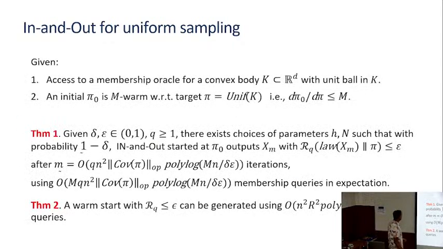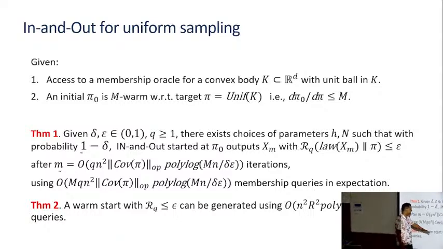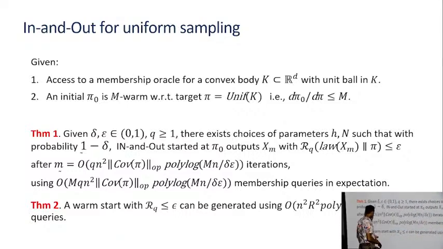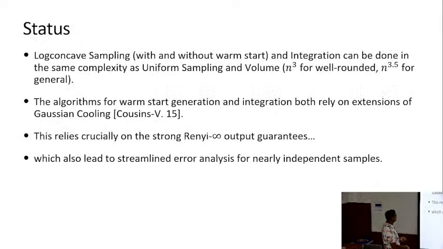Okay, so here's what you get as the final guarantee, that you recover the runtime of the ball walk, except now the analysis, it's really this walk, and the guarantee is in any Renyi divergence. And the warm start you can generate using just n squared r squared. Okay. This can be extended to general log concave densities. It will just be an in and out sampler. I don't have time for this.